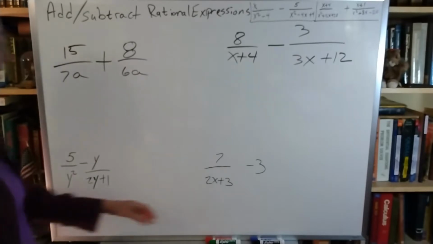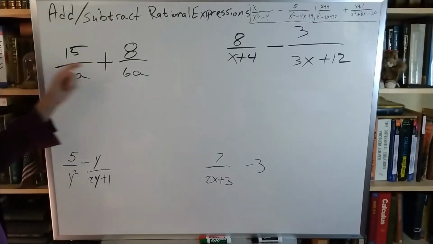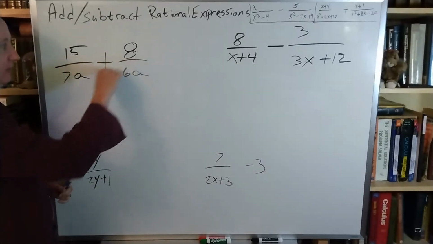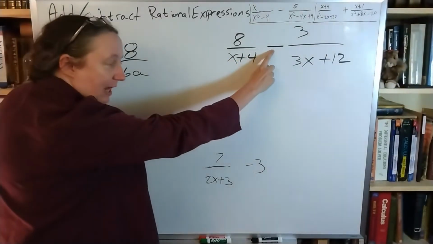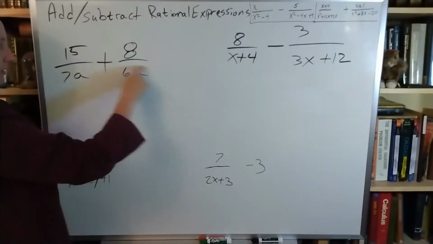Adding and subtracting rational expressions. First problem we have to look at is 15 over 7a plus 8 over 6a. Anytime we have fractions being added together or subtracted from each other, you need to have a common denominator.